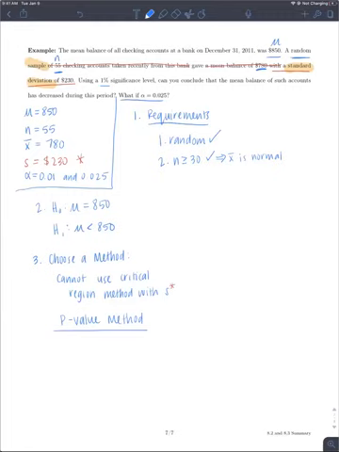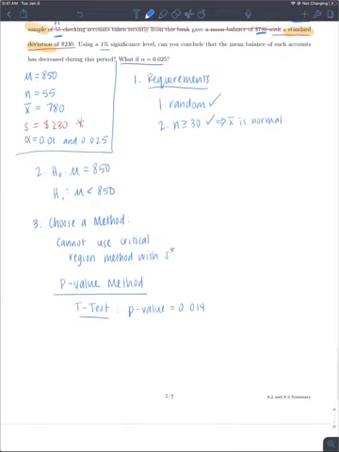With the p-value method, you put everything into your calculator using the t-test function. When you do that, you're going to get a p-value of 0.014. First I have to make my comparison to alpha equals 0.01, and then I have to make the comparison to alpha equals 0.025. The fourth step would be to make a conclusion.